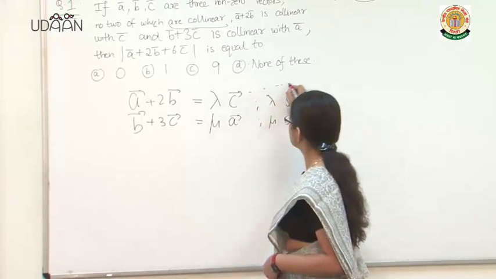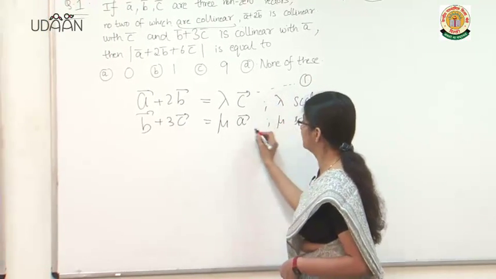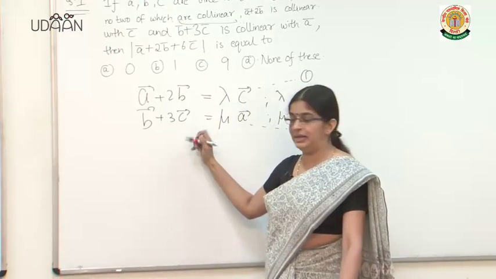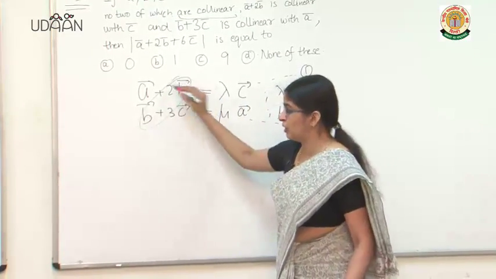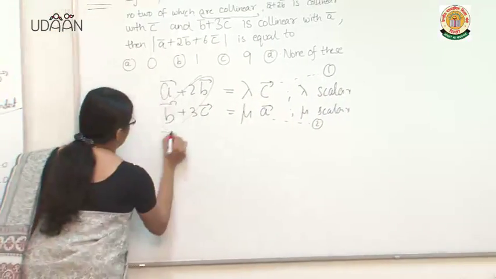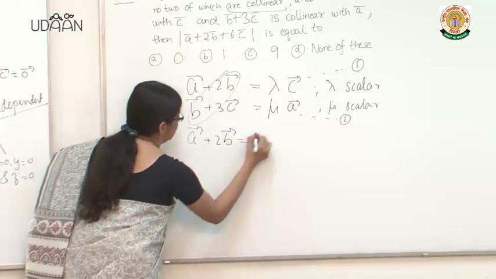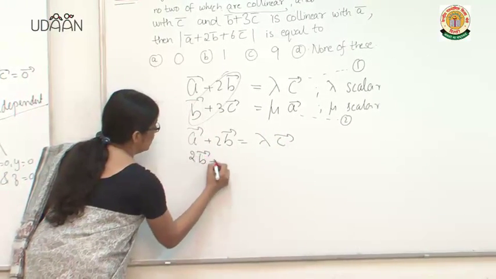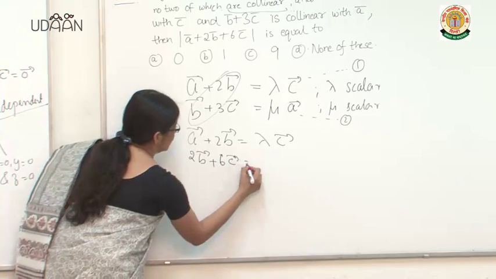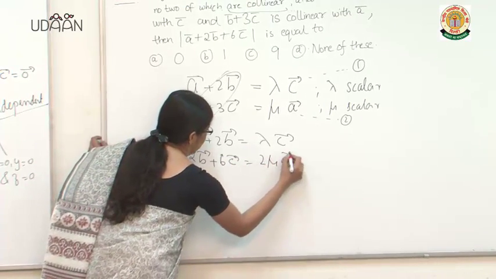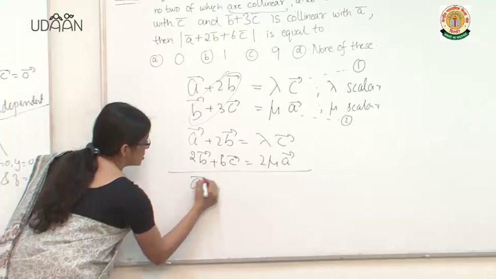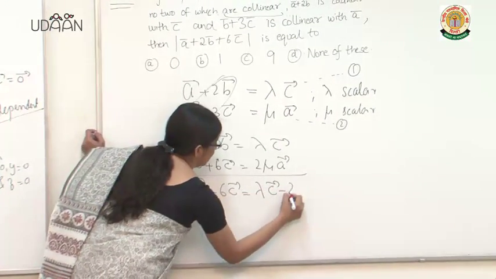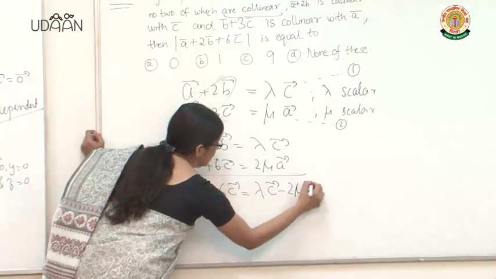I am naming the first relation as 1, and this is equation number 2. Between these two, I am going to eliminate vector B. For that, A plus 2B equal to lambda C. I am going to multiply the second one by 2. You will get 2B plus 6C equal to 2 mu A. Subtracting, we get A minus 6C equal to lambda C minus 2 mu times A.